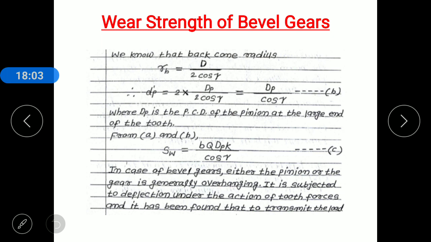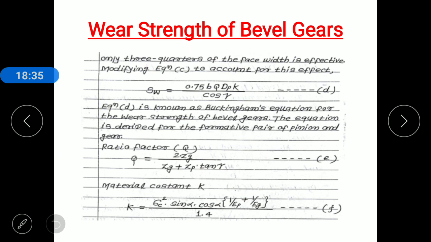In the case of bevel gears, either the pinion or the gear is generally overhanging. It is subjected to deflection under the action of tooth forces, and it has been found that to transmit the load, only 3/4 of the face width is effective. So 3/4 of the face width is effective, and the equation C is again modified like that.